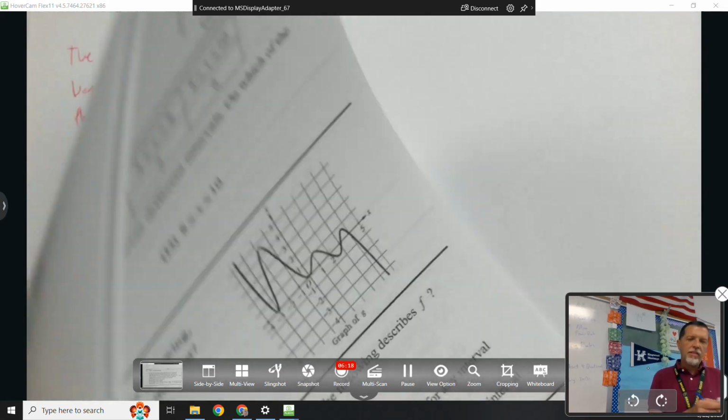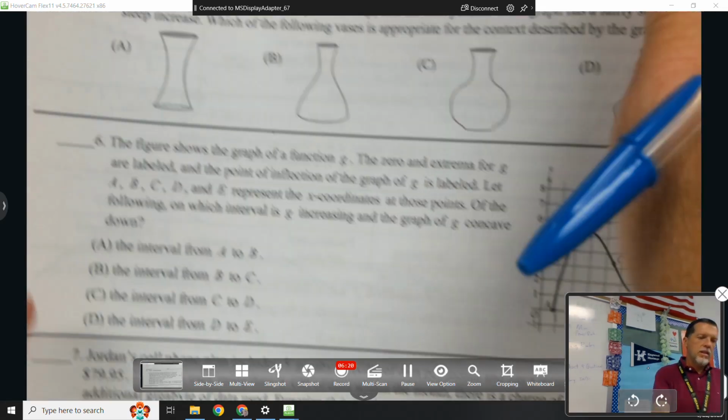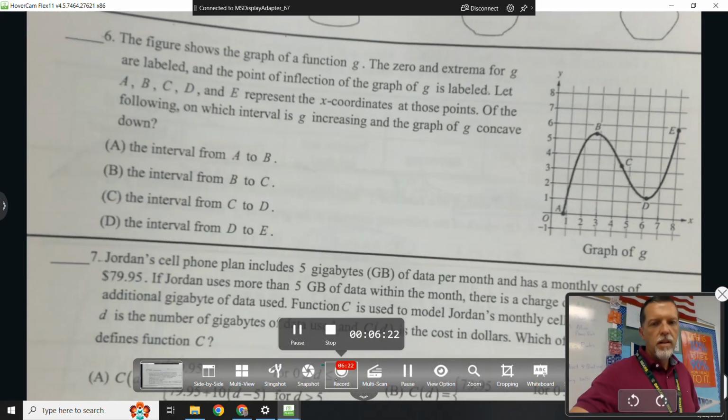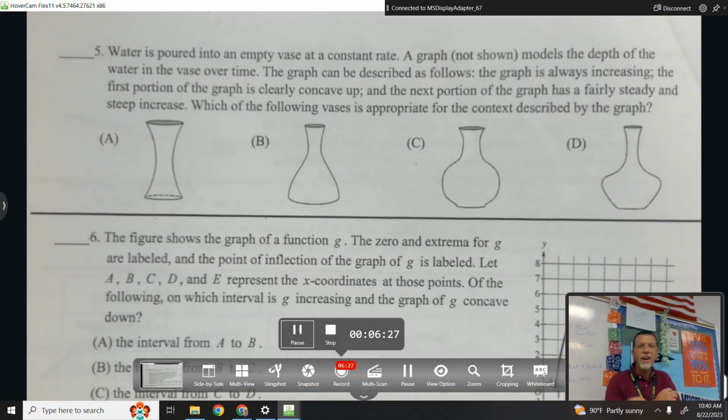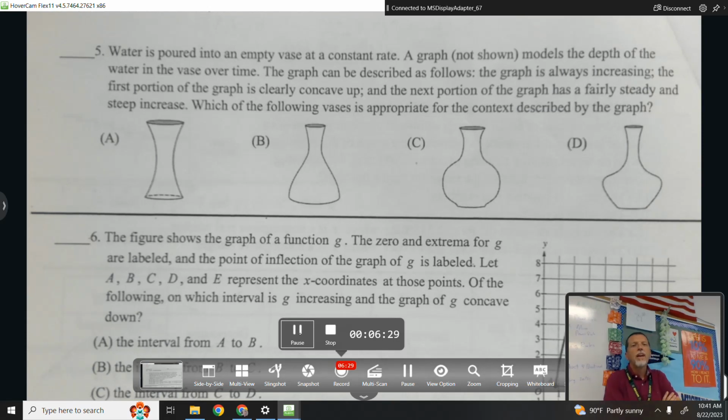Number 5. Water is poured into a vase, or vase if it's fancy, right? The only difference is how fancy it is. Water is poured into an empty vase at a constant rate. A graph, not shown, models the depth of the water in the vase over time. The graph can be described as follows.